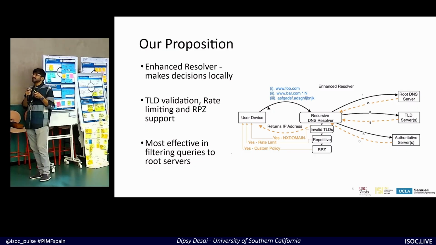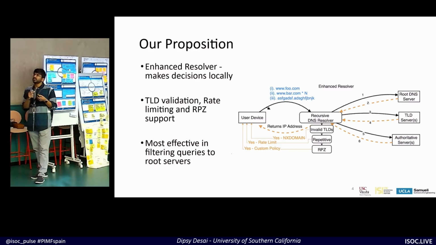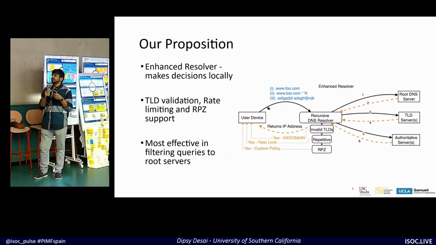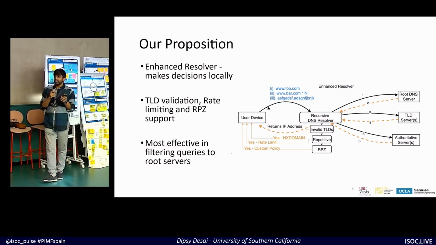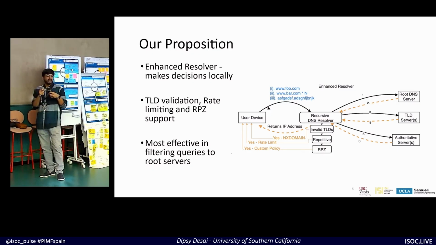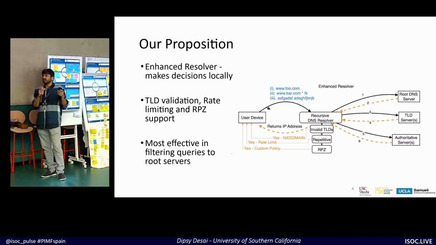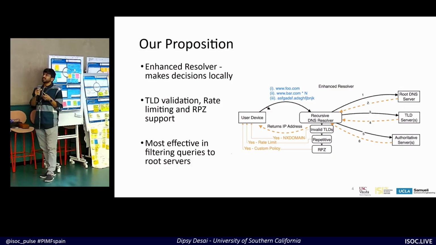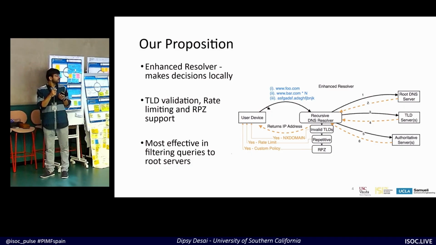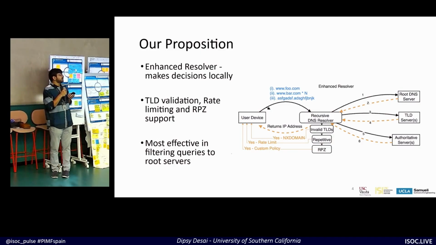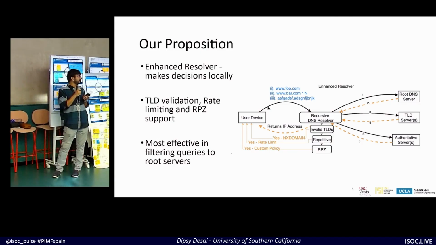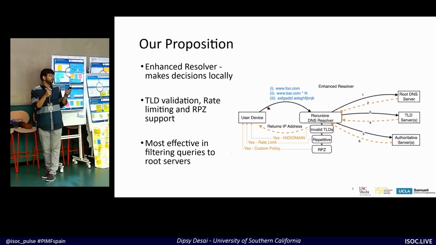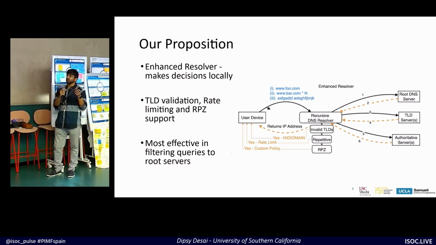Next is rate limiting. Every recursive resolver has an ability to quantify the number of times a query with the same domain name and TLD can be treated as okay. When the number of times that query is repeated exceeds the threshold, it is called repetitive, and the resolver can rate limit the user. The third one is response policy zone, RPZ, for special cases. I'll talk more about it later. With our experimentation, we have found that this approach is most effective for reducing or filtering queries that go to the root server in particular.